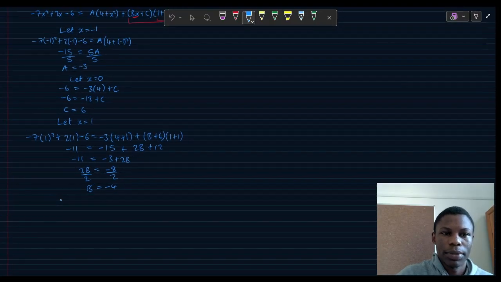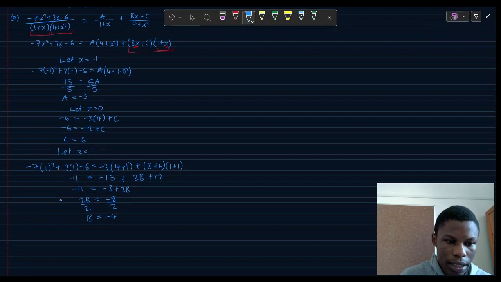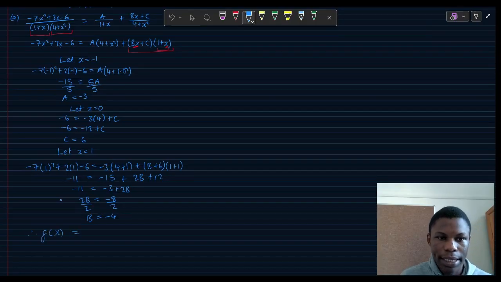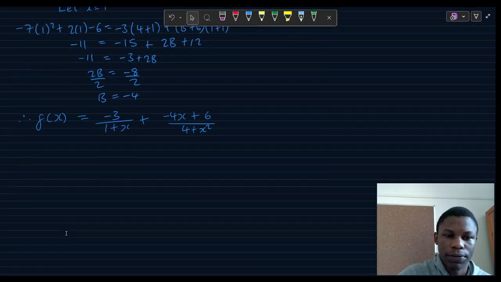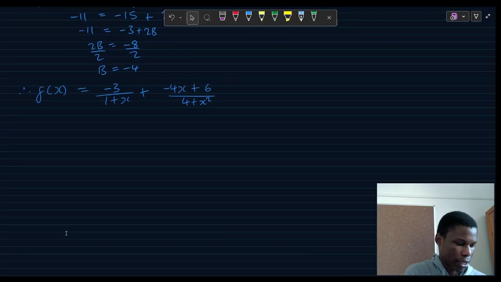And so what this means is that f of x can be written as a over 1 plus x. A is negative 3 over 1 plus x plus bx plus c. B is negative 4x plus c. C is 6. And this is all over 4 plus x squared. And these are the partial fractions for f of x. And that's our final answer.